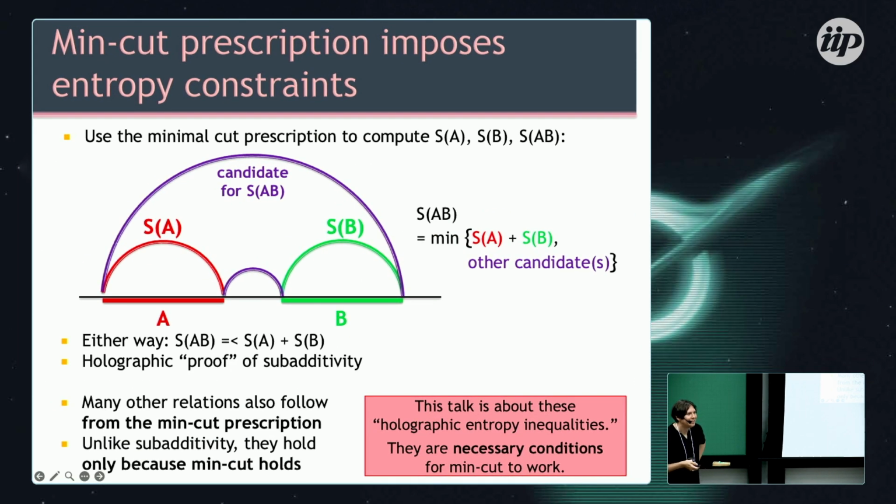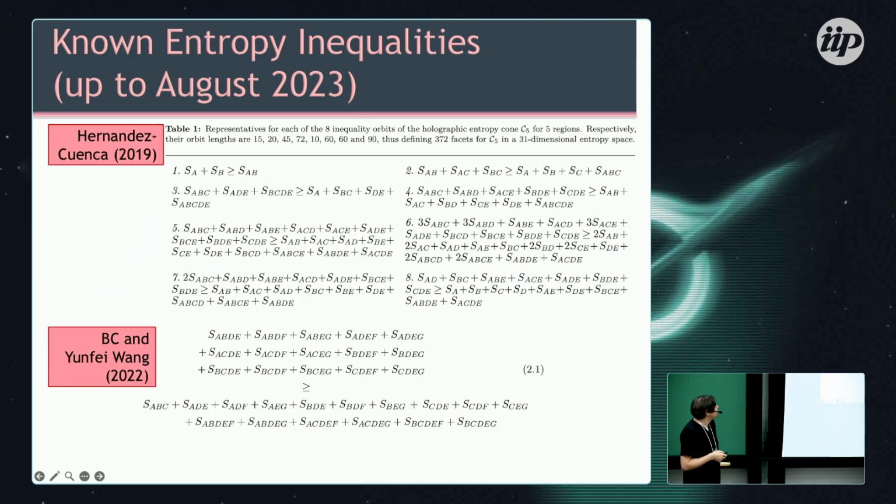Okay, other questions now. I definitely encourage questions very much. So here, to give you a sense of what can be derived from the minimal cut prescription, is a list of inequalities that has been derived by the same methods, more or less, that was shown on the previous slide, just a more sophisticated version of the same method, up to August 2023. And what we have here is 9 inequalities. That's the full set that had been known at that time.